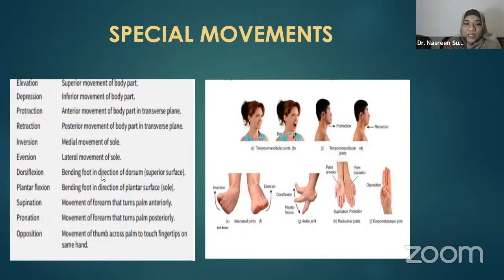Now, dorsiflexion. Dorsiflexion means bending the foot in the direction of the dorsum, which means the upward direction. If you are moving the foot upward, it is dorsiflexion. If you are moving the foot downward, it is plantar flexion. Then you have supination. Supination means movement of the forearm that turns the palm anteriorly, like this.